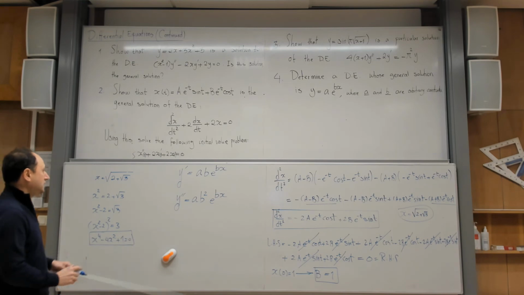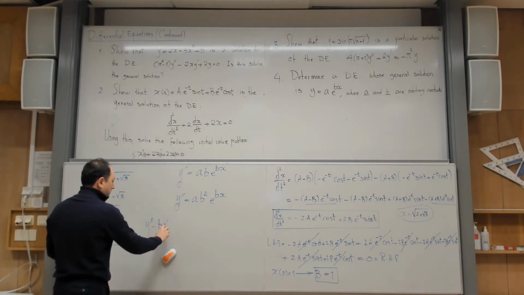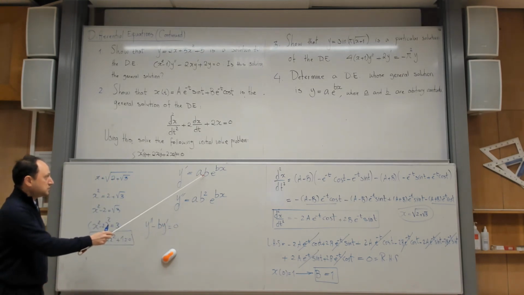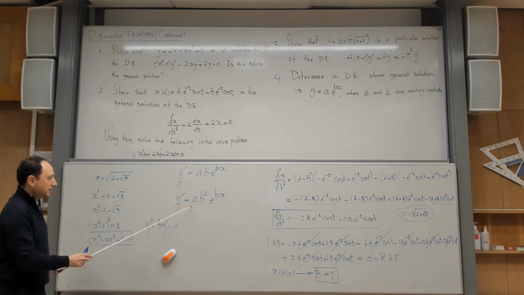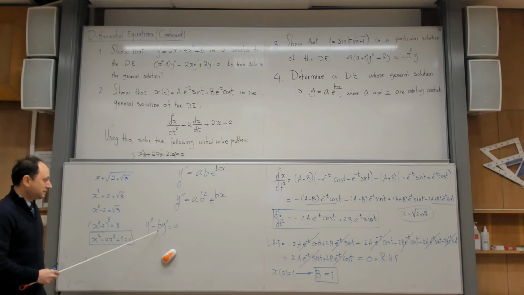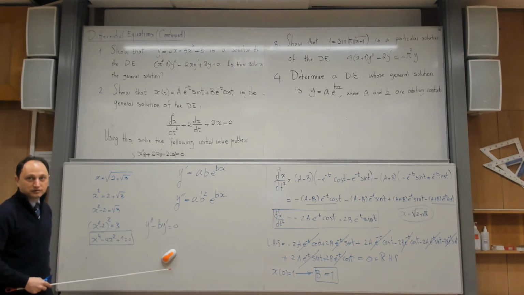Because the equation that you gave to me, what was that? y double prime minus b y prime equals 0. And that is correct, because if you multiply this by b, it becomes A b squared e to the power of bx, and then you subtract them, it becomes 0. So that's correct. But that was the problem with your solution. Can you fix it now?